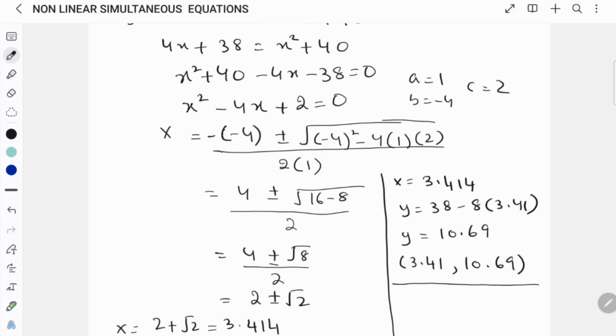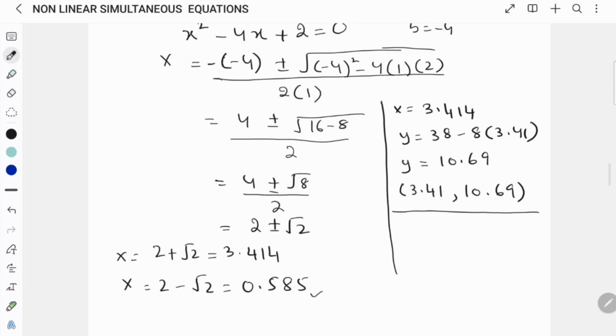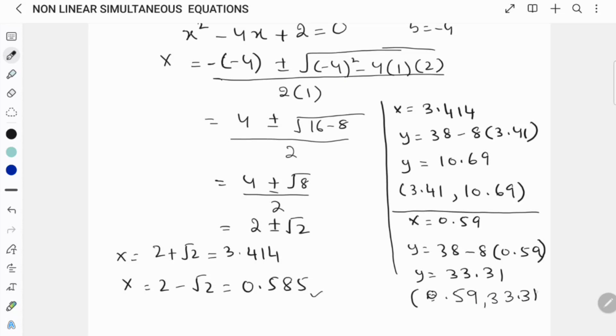Now the other answer, y equals 38 minus 8x, and I'm putting in 0.585, which means 0.59. Alright, so x equals 0.59, y equals 38 minus 8x with 0.59. Okay, I'm calculating. So y becomes 33.31. So that is 0.59 and 33.31. So those are the two sets of answers up to 2 decimal places I have calculated in this question.